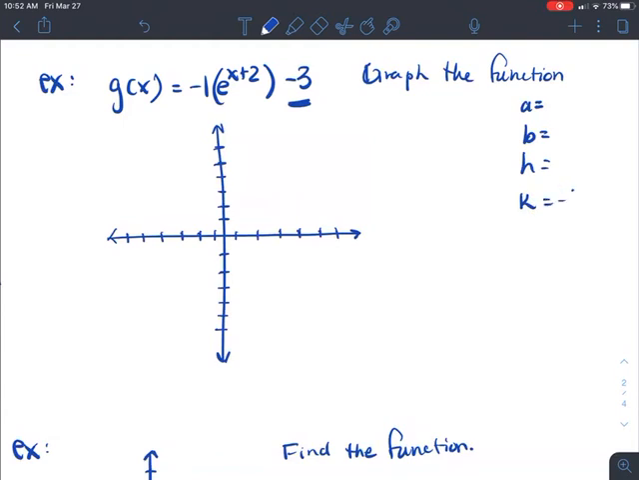I know my k is negative 3, my h is negative 2, base is e, and a is negative 1. So I'm going to go to my graph and put my asymptote at y equals negative 3.